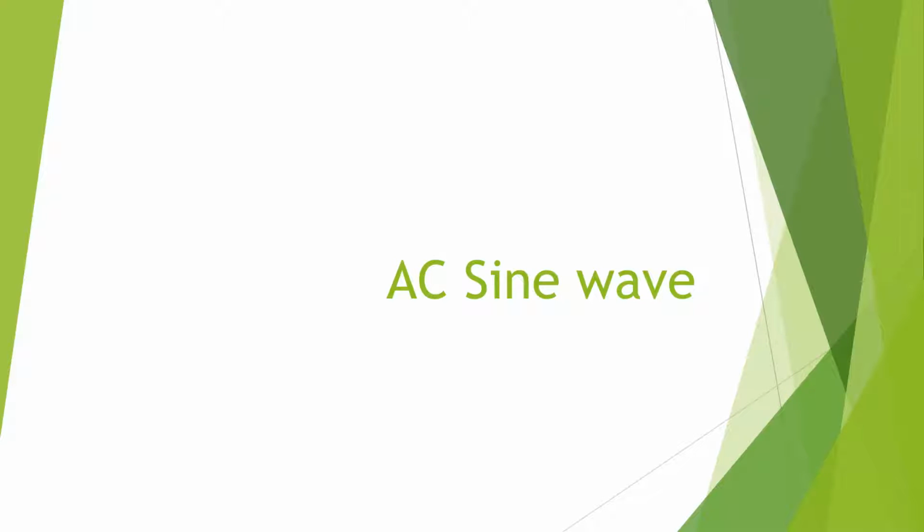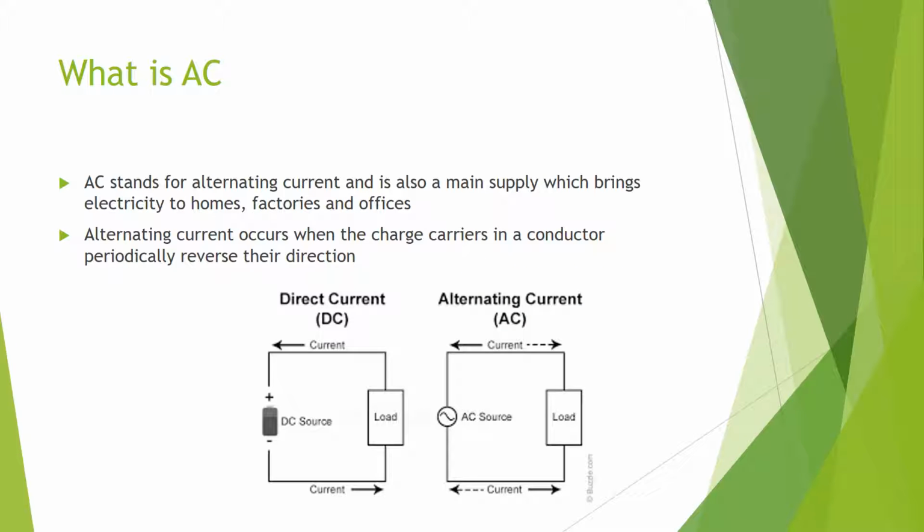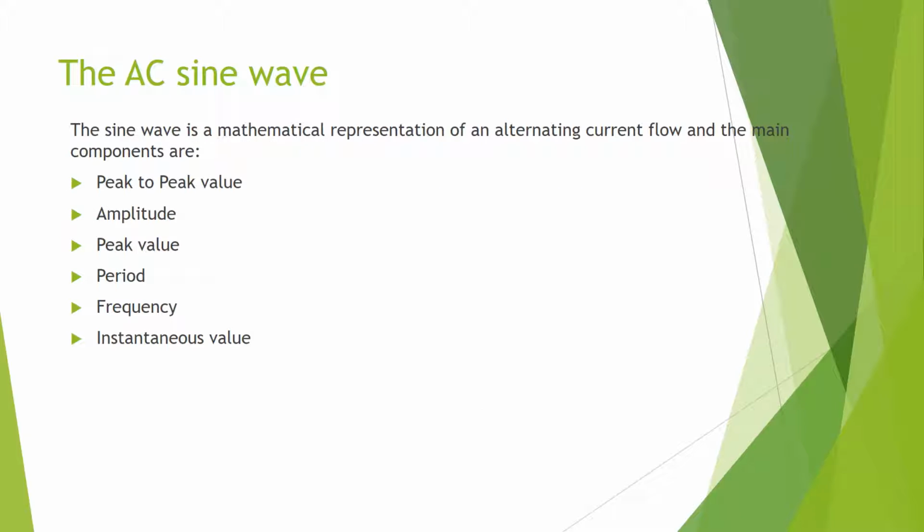So the AC stands for alternating current and is also the main supply which brings electricity to homes, factories and offices. Alternating current occurs when the charge carriers in a conductor periodically reverse their direction. So as you can see from the diagrams, the direct current only goes in one direction, but alternating current goes in both directions over time.